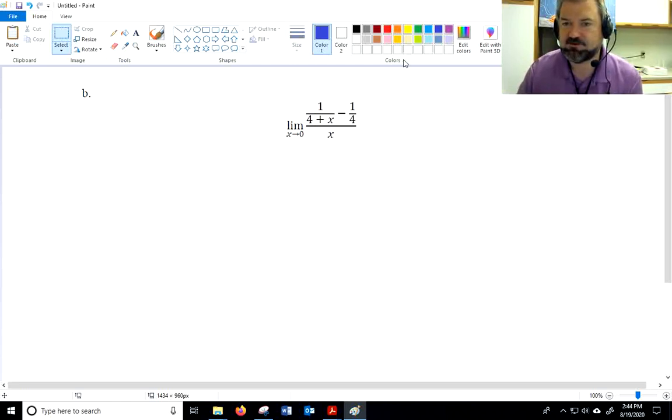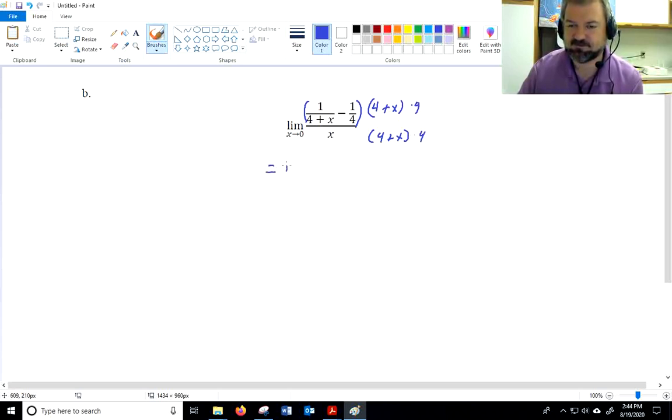All right, on this one here, let's multiply the top and bottom of this fraction by the denominators that I want to get rid of, 4 plus x and 4. Okay, so this becomes the limit as x approaches 0. The 4 plus x's cancel out, and I'm left with just a 4. Here, the 4's cancel out, and I'm left with 4 plus x. And I oftentimes just go ahead and distribute that negative, but I'll keep it out for this one here.